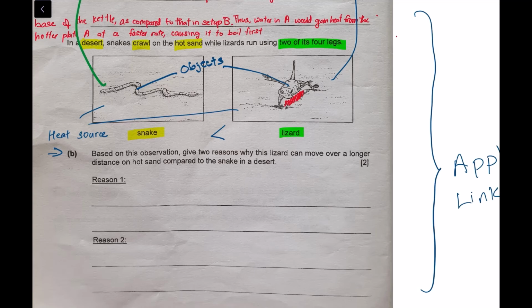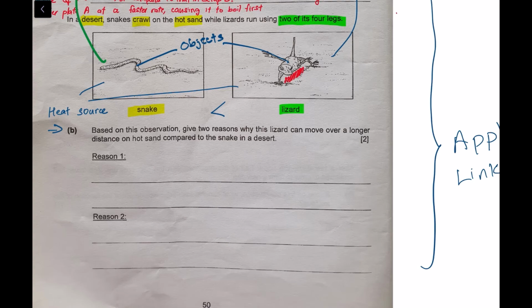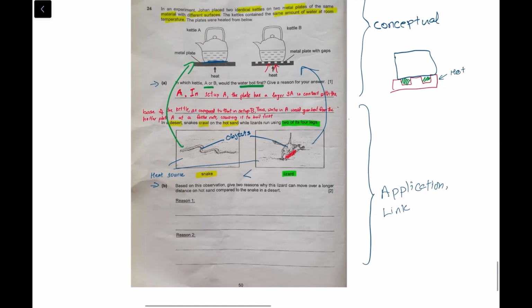Whereas for the snake, there is no pocket of air between the snake and the hot sand, and this absence of a pocket of air increases the rate of heat transfer from the hotter surface to the colder snake's body, causing it to gain heat at a faster rate, which may cause its body to get burnt, and thus the snake can only move over shorter distances on the hot sand. So that would be the two reasons. I'll write that down in the following slide.